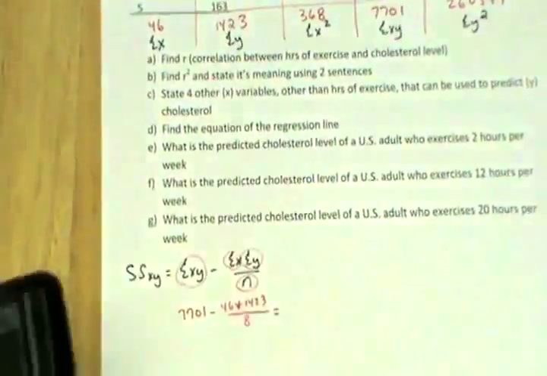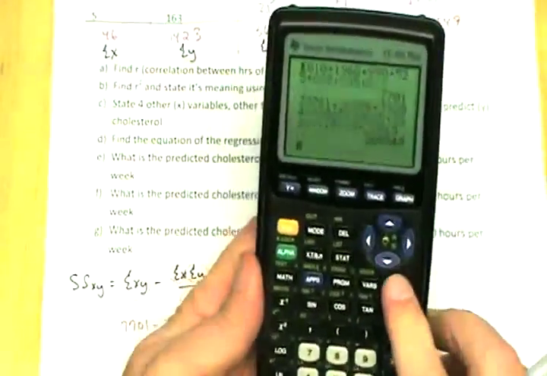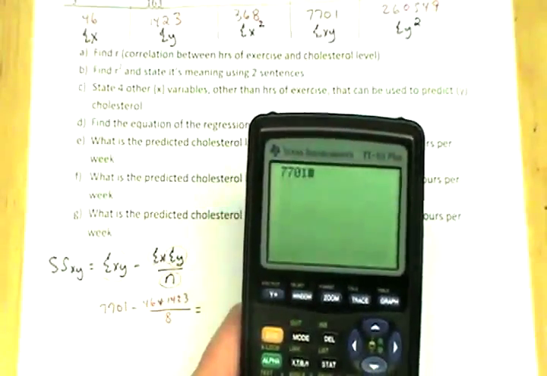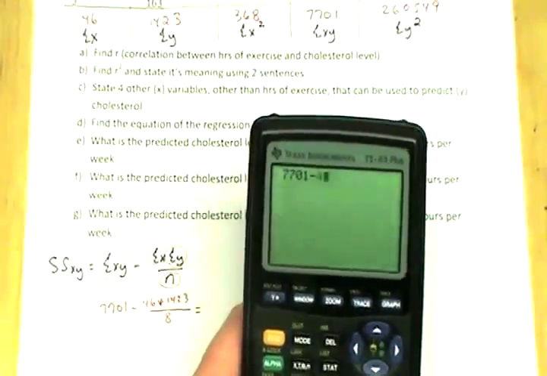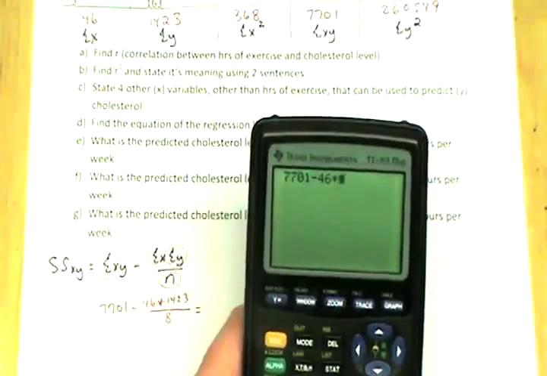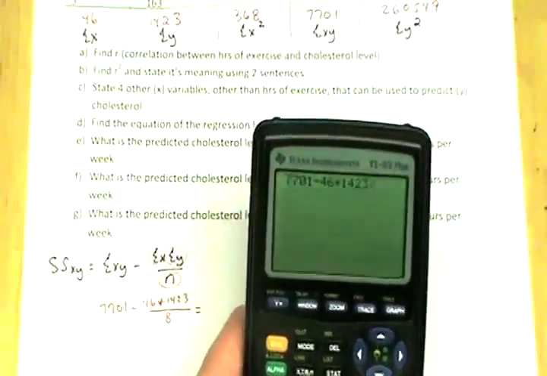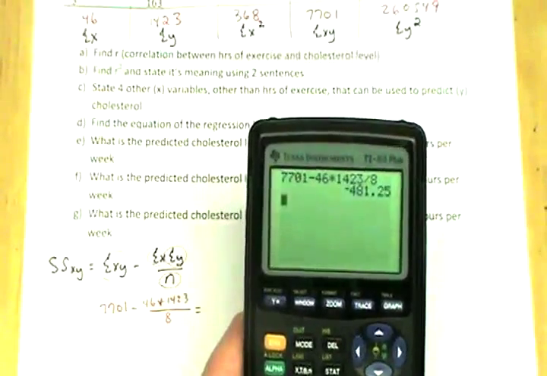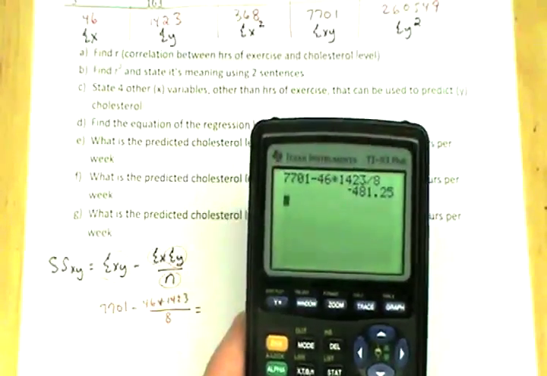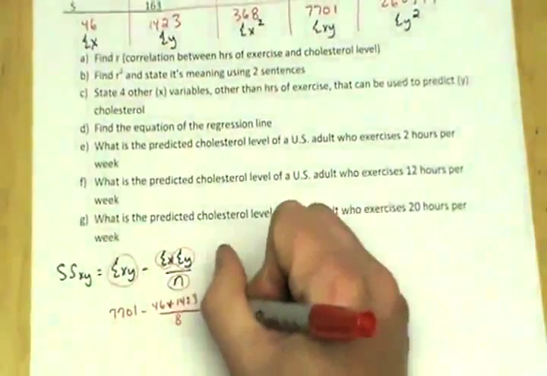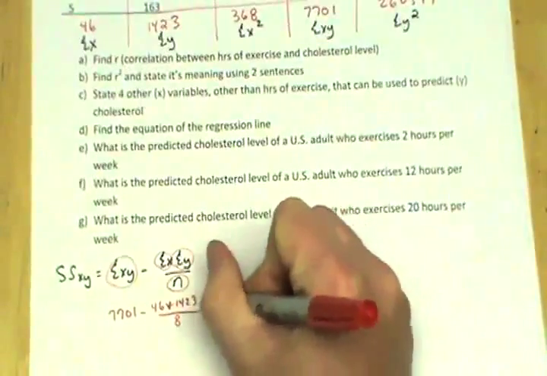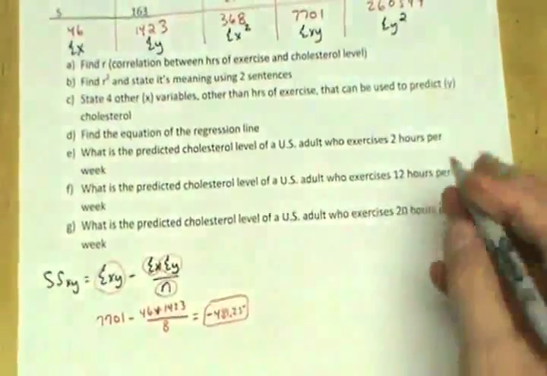Okay, so in our calculators, we're going to put in 7701 minus 46 times 1423 divided by 8. It looks just like that. And then we're just going to hit enter, and we're going to get back negative 481.25. I'm going to put a box around that. We're going to use that in just a second.